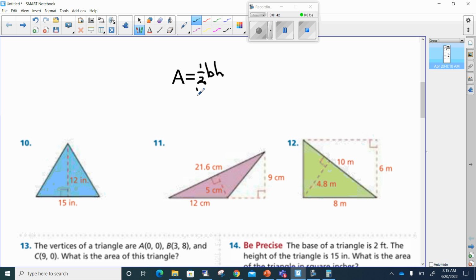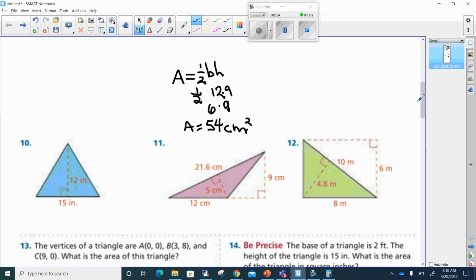All right, that means we're going to take 1/2 of the base. The base of this triangle is 12. The height of this triangle is 9. And so now we've got 1/2 of 12, that's going to be 6. And 6 times 9 is 54. So that means the area is going to be 54 centimeters squared.